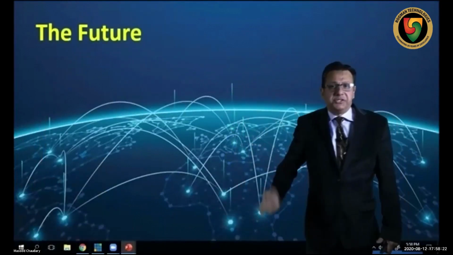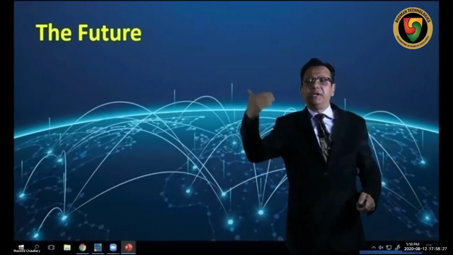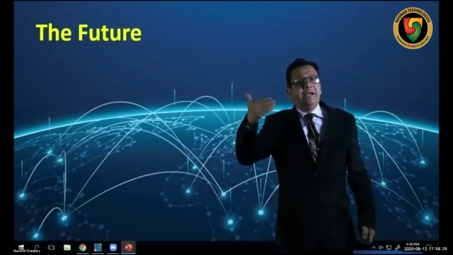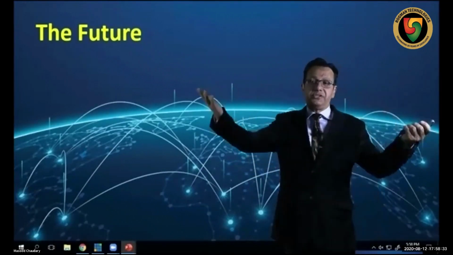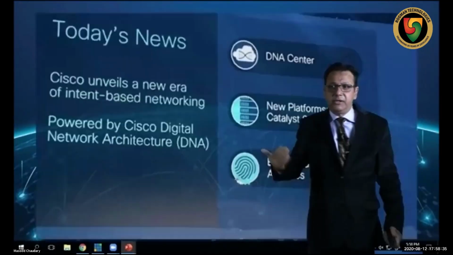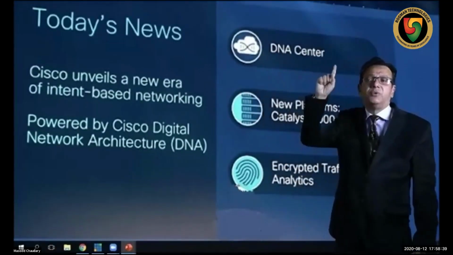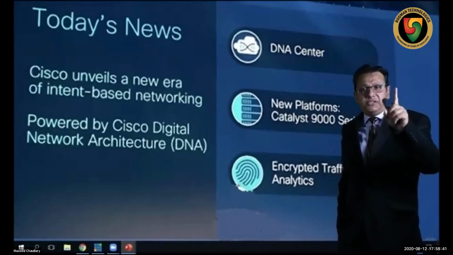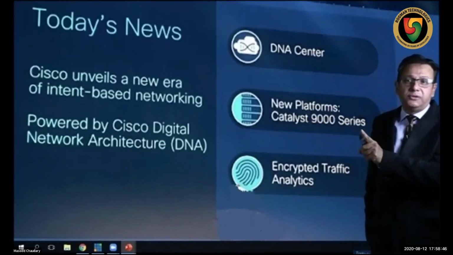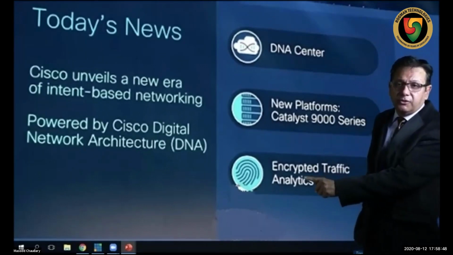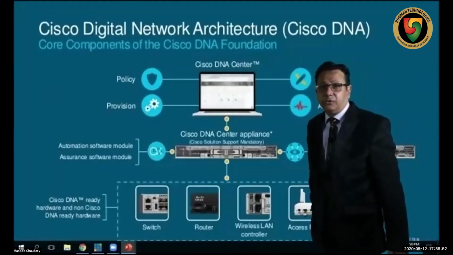The future. This is what is current network. Let me briefly tell you about what is going to be the future. And let me tell you, the future has already started. We are not waiting for the future to come, because the future news is Cisco is going to come with DNA Center, which is one of the best solutions for the enterprise-level network. They're going to come with the 9000 series of Catalyst switch, and they're going to come with encrypted traffic analytics. I'll tell you what those are.